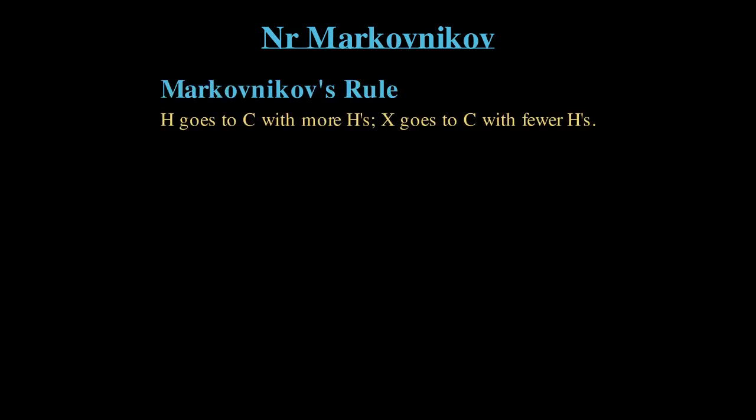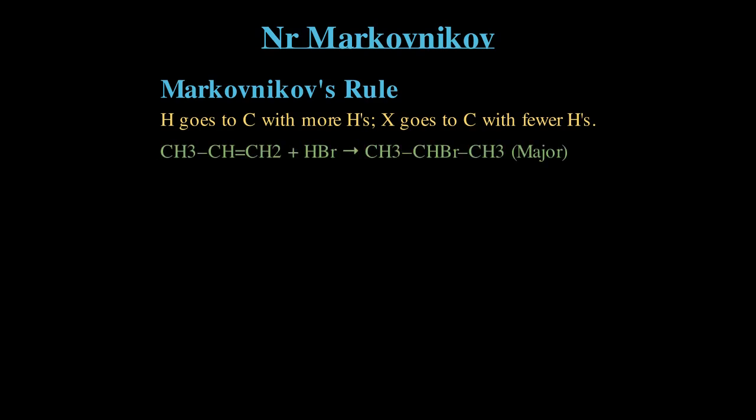First up is the legendary Markovnikov's rule. This isn't a named reaction itself, but a rule that predicts the outcome of many reactions. It is incredibly important. The rule states that in the addition of HX to an unsymmetrical alkene, the hydrogen atom goes to the carbon that already has more hydrogen atoms attached. The X part, or the halide, goes to the carbon with fewer hydrogens. A simple way to remember it is the rich get richer with hydrogen.